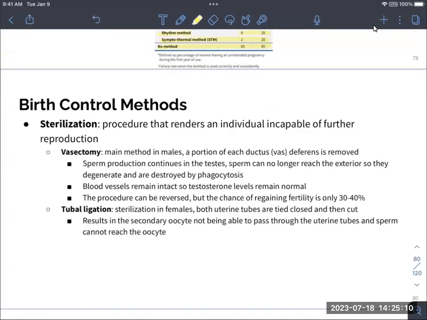Vasectomy. Vasectomy is where the vas deferens is cut, is removed. So the sperm that are being produced in the testes have no way to get to that urethra to finally be expelled out. The problem is sometimes they still seem to find a way. The nice thing with a vasectomy is it can be reversed.